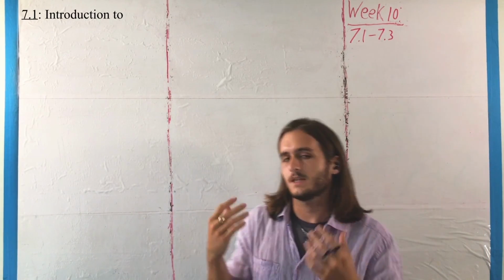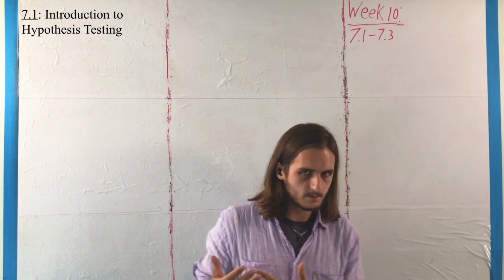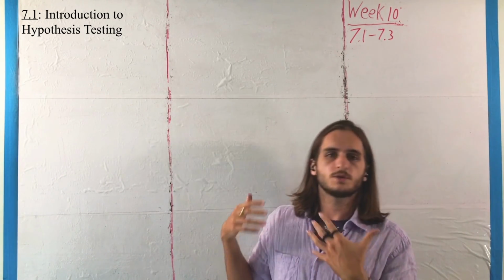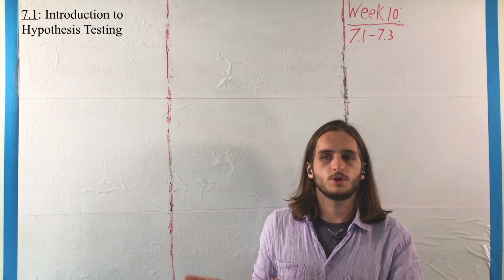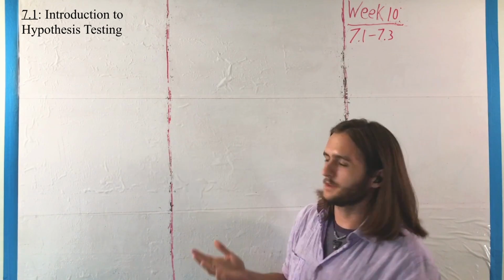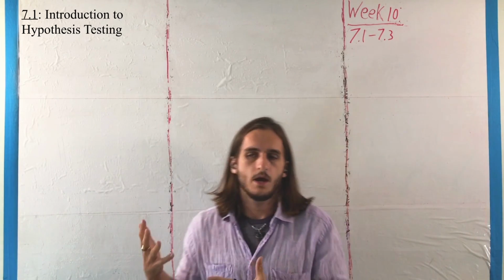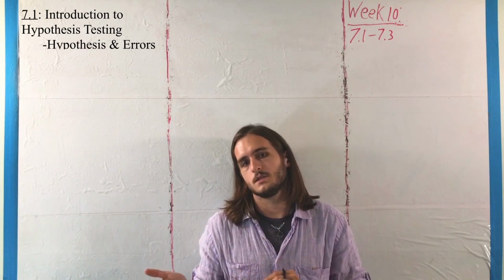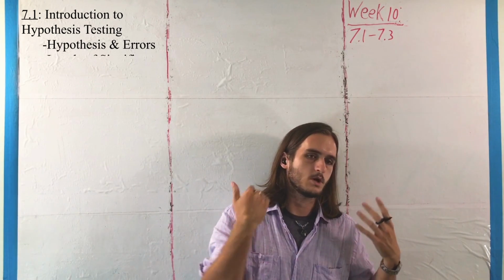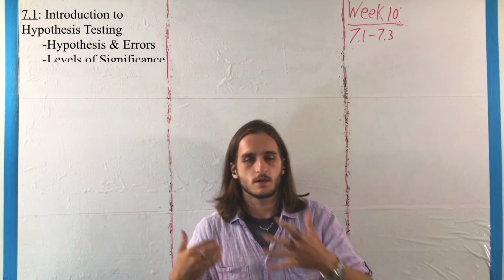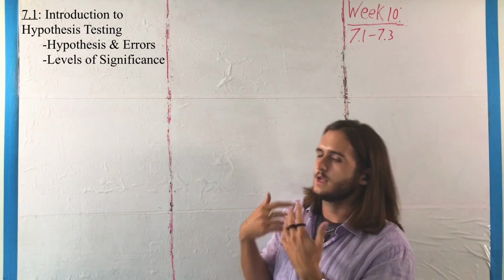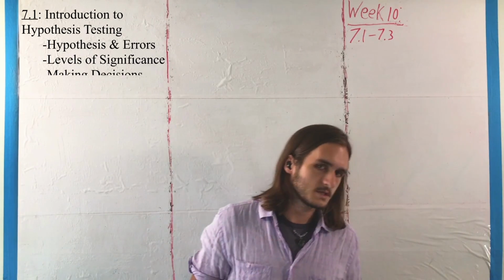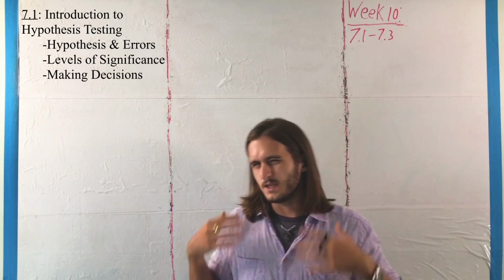We're going to start with section 7.1, and we're not actually going to do very much math in here. We're just going to get introduced to the idea of what we're doing with a thing called a hypothesis test. And we're going to talk about how we set these things up with things like our hypotheses and what it means when we talk about errors, as well as a thing called the level of significance, and then how we can decide what the results of our test actually mean.